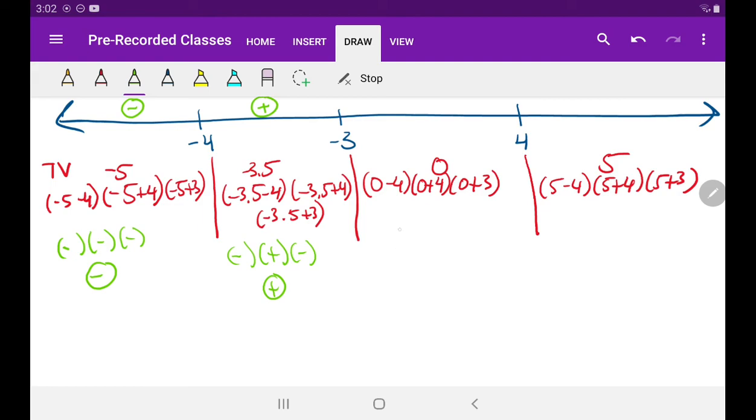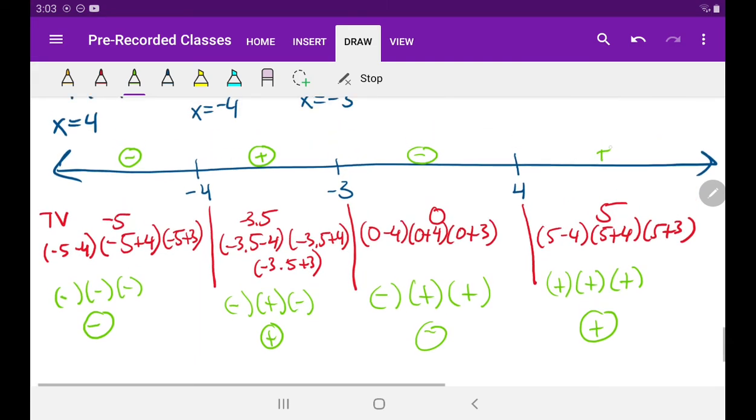So we're positive there. 0 minus 4 is negative, 0 plus 4 is positive, and 0 plus 3 is positive. So 1 negative there, so that zone is going to be a negative, right? A negative times a positive is negative, okay? And then 5 minus 4 is positive, and 5 plus 4 is positive, and 5 plus 3 is positive. So positive times positive is all positive. So we're positive in that last zone there.